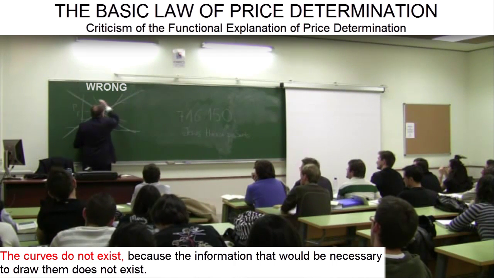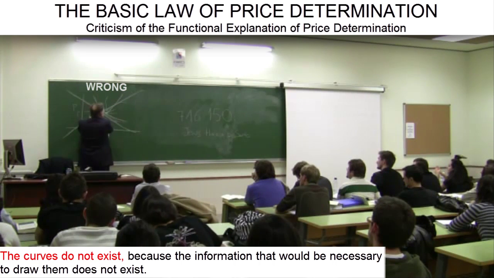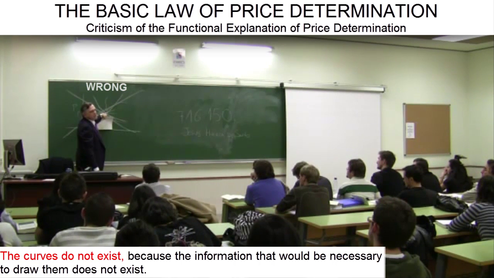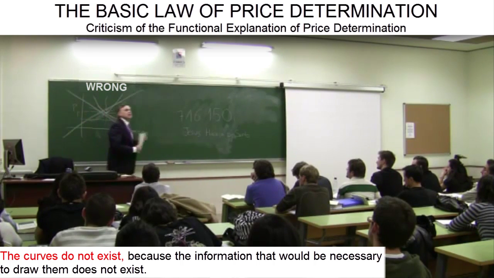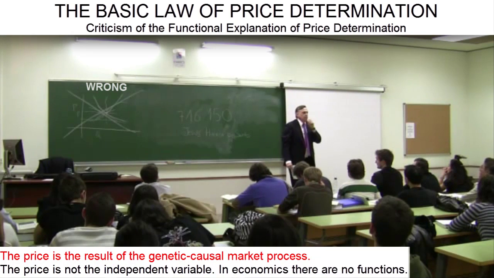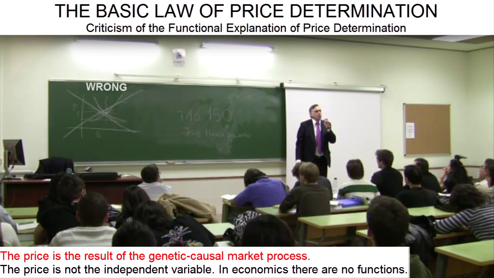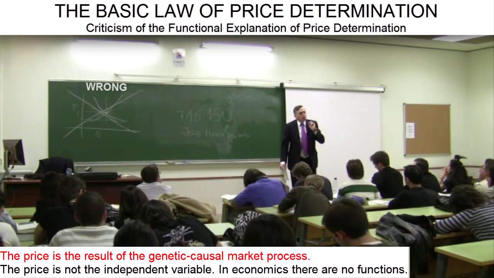And what's more, the shape of these curves is irrelevant. The shape does not matter. If the curves intersect at the same point, the price will be the same. What I want to tell you is that, first, the price is a historical ratio of exchange that emerges in the genetic causal market process at the very end.